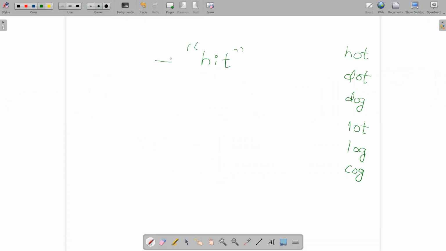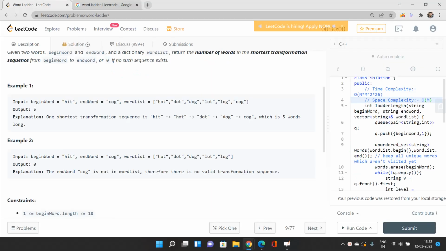And this is actually the begin word. Let me write down clearly, begin word. And we have an end word also, which we have to reach, and the end word is nothing but COG.